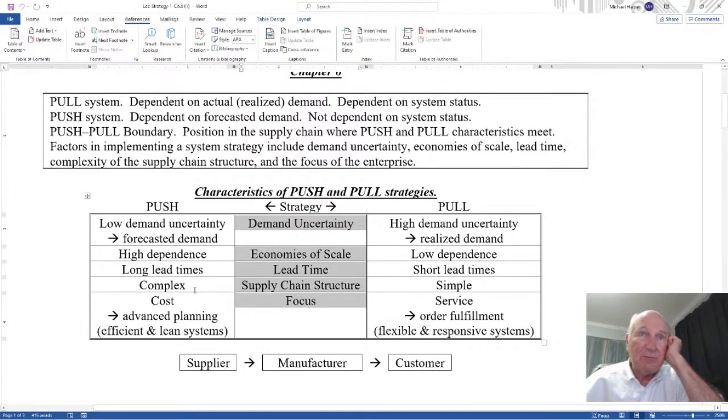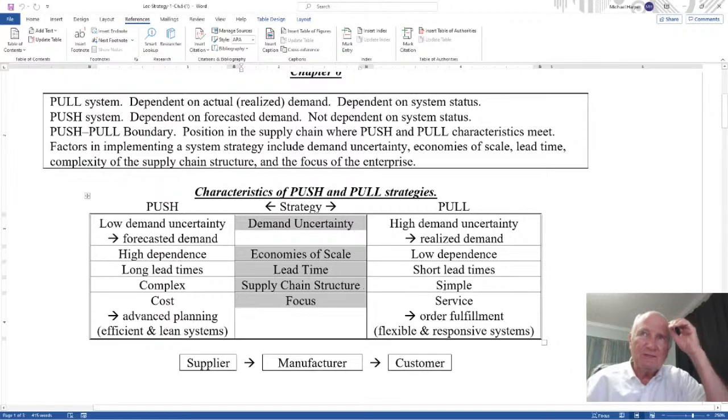Okay, next is the complexity of the supply chain. The more complex it is, the more you can't really predict. The more complex it is, the more you have inventory to cover the complexity, and so that's more of a push system.